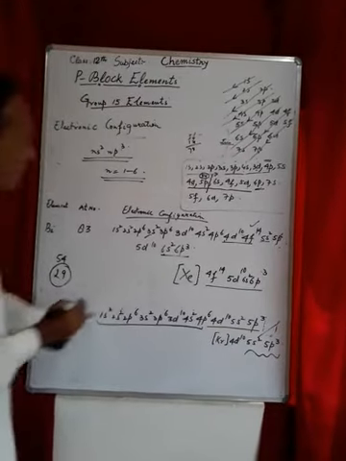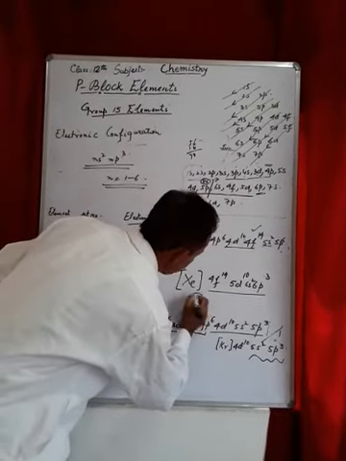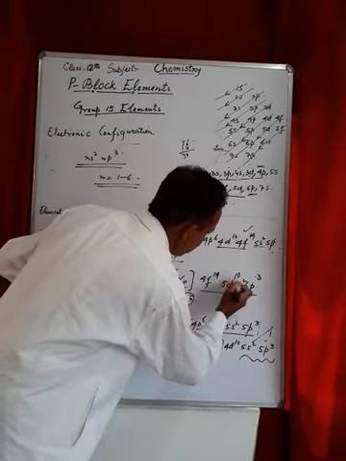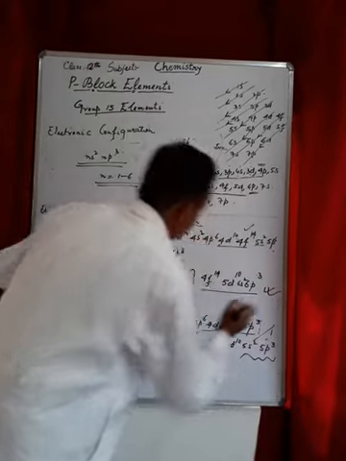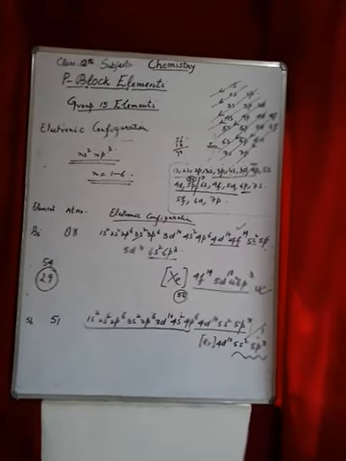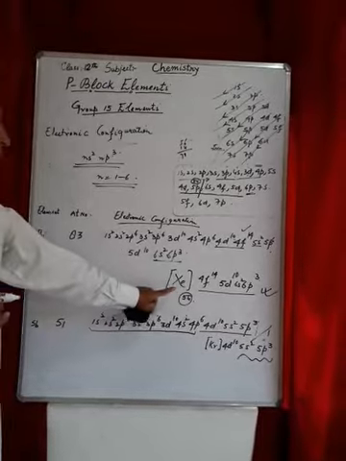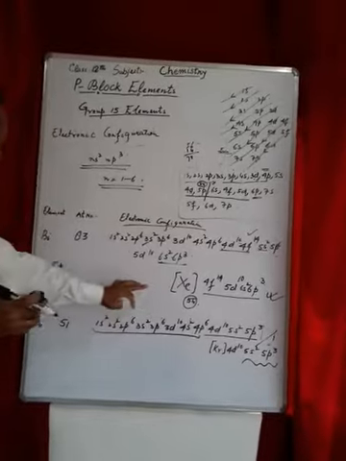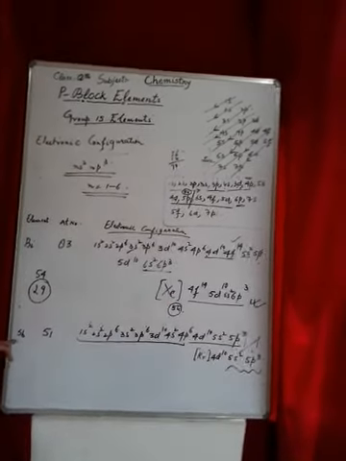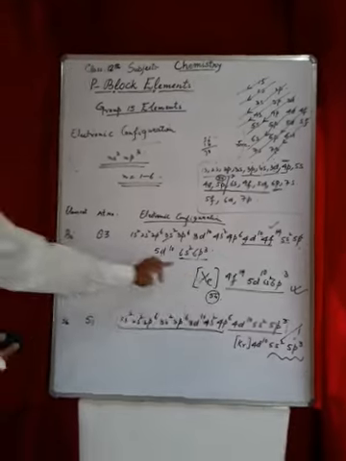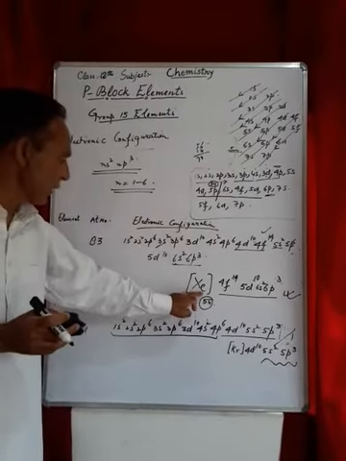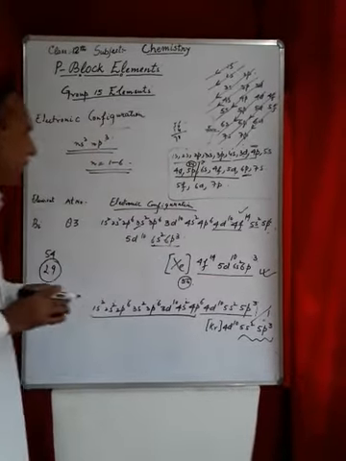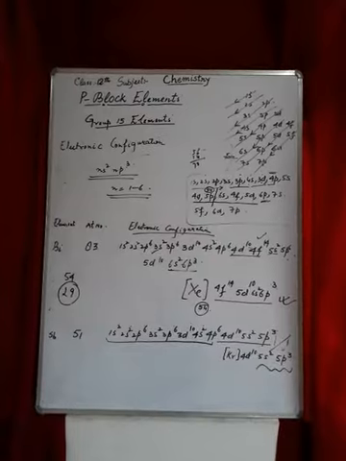This is with the xenon noble gas core. This is 54, 54 and 14 makes 68, 78, 80, 83. This is how we write the electronic configuration of bismuth with the noble gas core, writing the xenon and completing the electronic configuration.